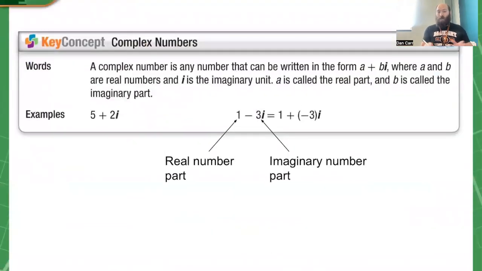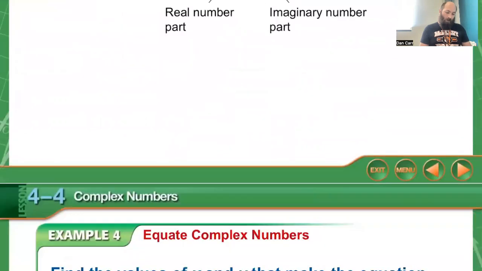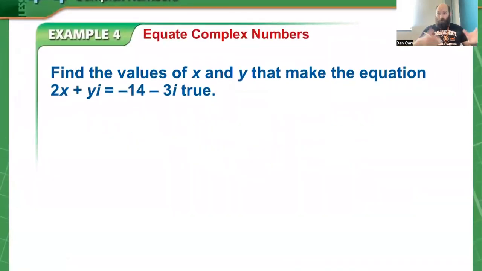Complex numbers are made up of any number that's written in this form, a plus bi. a and b are real numbers, but then i is that imaginary unit. So we have the real part, which is the a, and then the imaginary part, which is the bi. Okay, so the real part like this is the 1, the imaginary part is the negative 3i. So we can do things like that with our other parts right here.